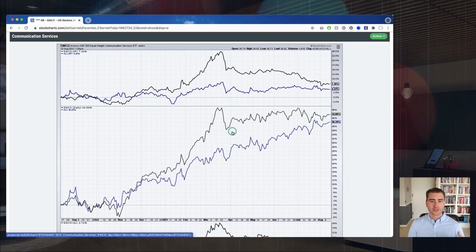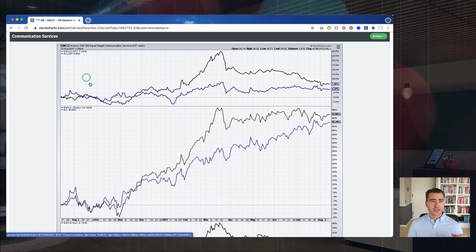And we can see that over the last year, equal weight communication services has actually outperformed the cap weighted communication services XLC just by a little bit, not by a ton, but by a little bit. It's been a little bit more volatile too. That's been interesting to see. So we can compare those percentage returns.